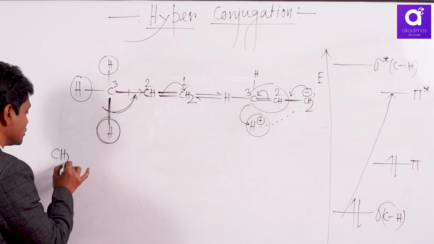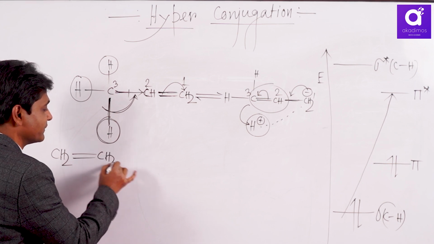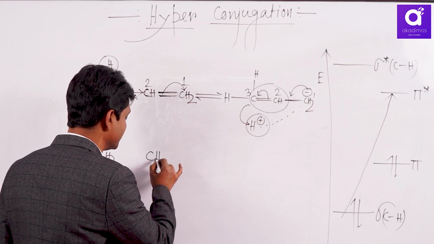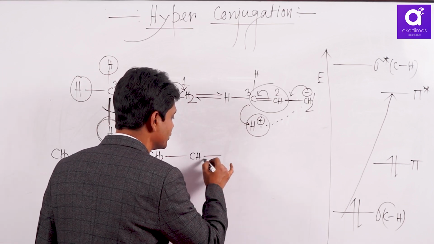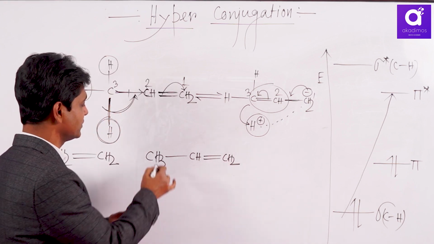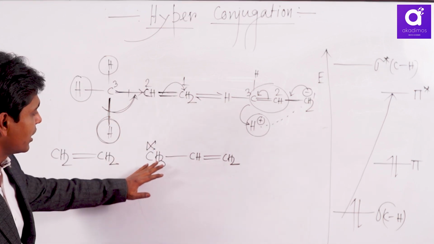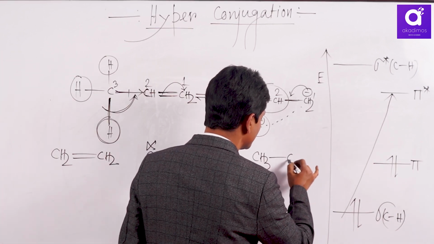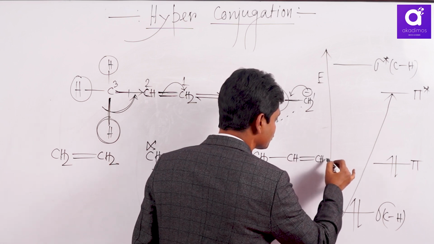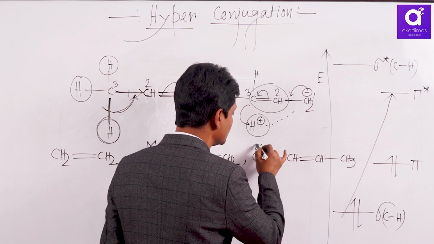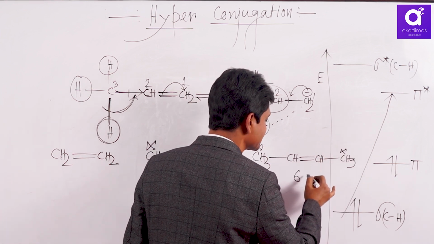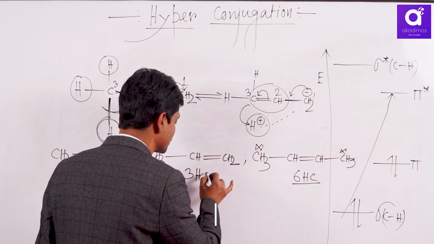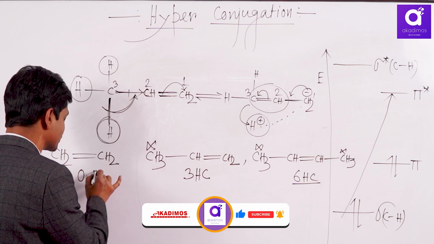C, CH2 double bond CH2, simple. Here no hyperconjugation, no alpha carbon. Take propene, CH3 single bond CH double bond CH2. Here 3 alpha hydrogen, 1 alpha carbon. Take another example, but-2-ene. Here you will get 2 alpha carbon and 6 alpha hydrogen, that is 6 hyperconjugation. Here you will get 3 hyperconjugation, here 0 hyperconjugation.